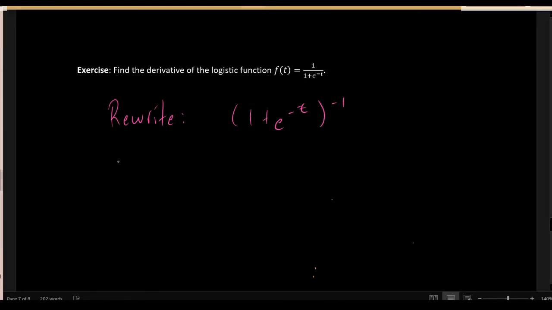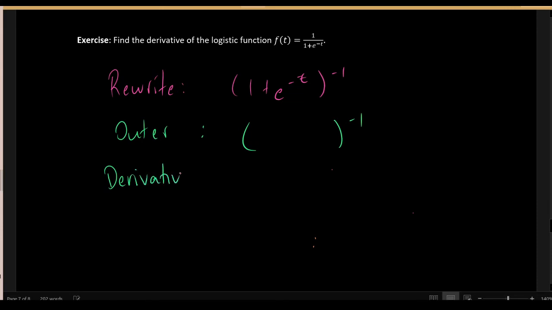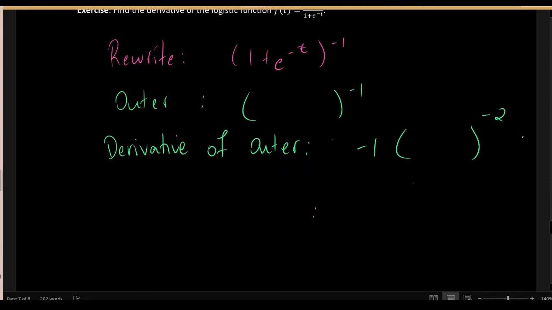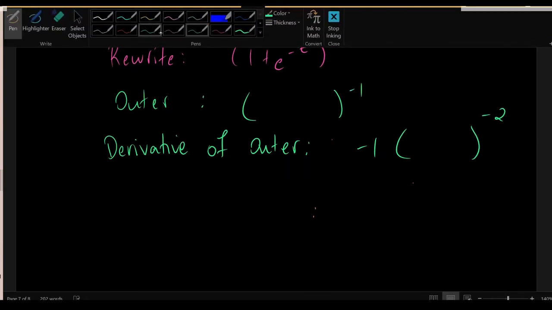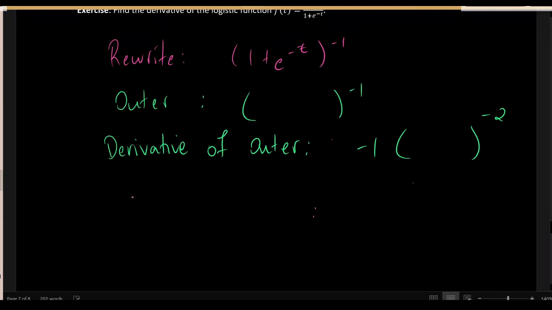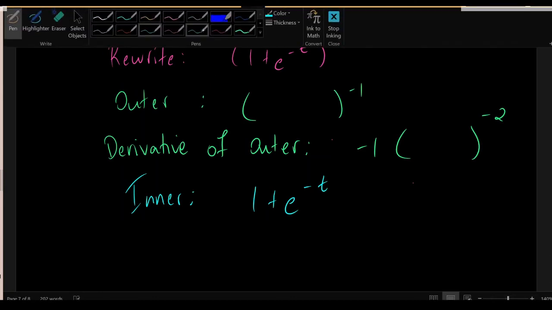In this case, the outer function is the function which is literally on the outside, and the derivative of the outer function would bring that power down and then decrease the exponent to minus 2. The inner function would be this 1 plus e to the minus t, which took the position inside the parentheses, literally on the inside.